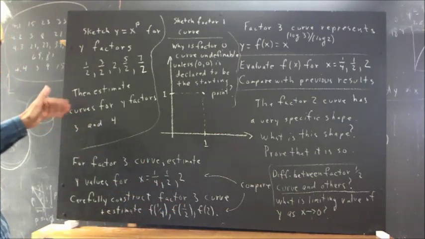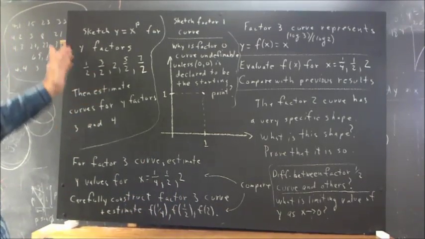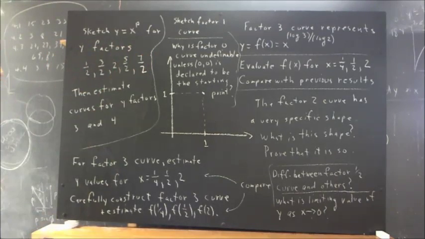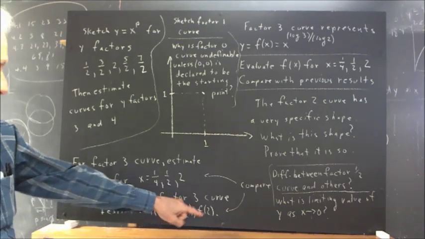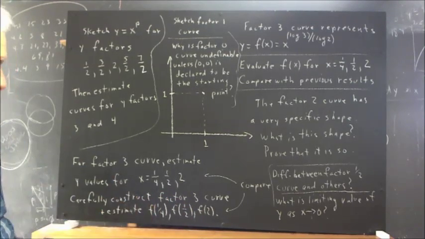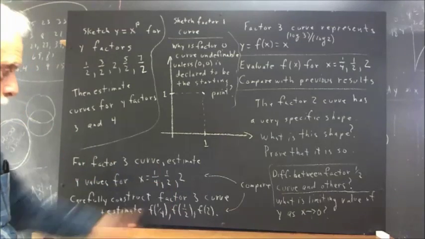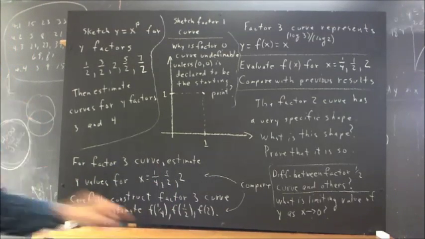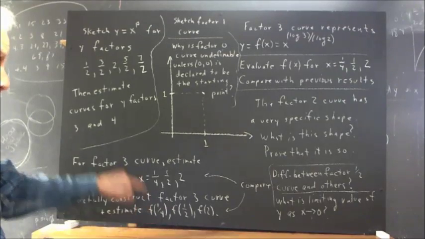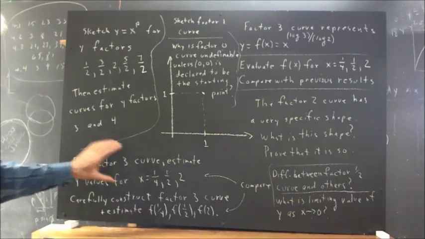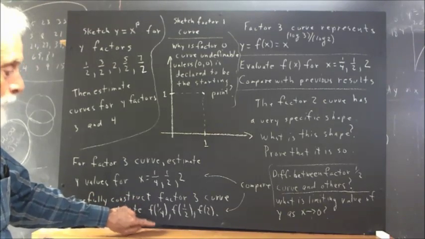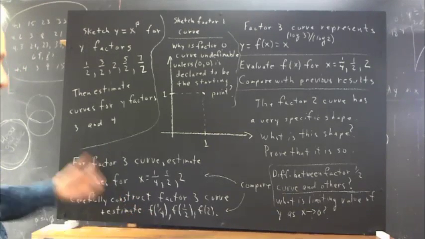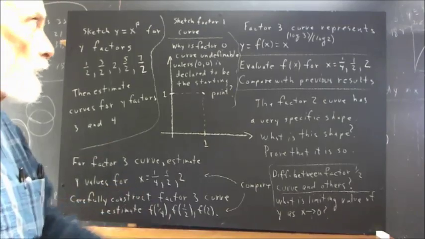Okay, so you've estimated the factor 3 curve based on these graphs, but I want you to actually construct it this time, and then estimate f of 1/4, f of 1/2, and f of 2, where f of x is the function for the factor 3 curve. So really I'm saying the same thing here that I said here. Though here you're going to use your estimated curve, here you're going to use your carefully constructed curve. F of 1/4 means the y value when x equals 1/4, obviously.